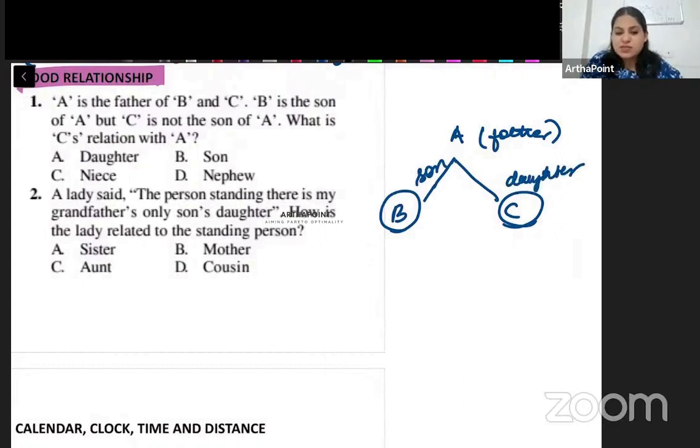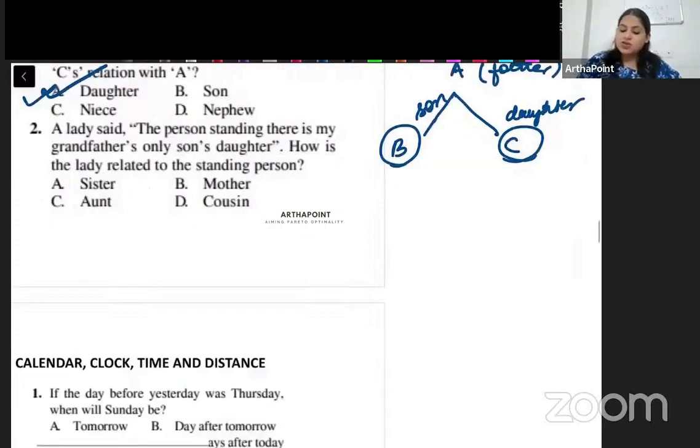This is very, very simple. C's relation with A is simply daughter. So the answer will be A. Come to the next question.